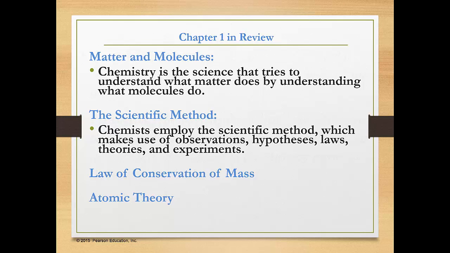All right, so just to kind of wrap up Chapter 1, what you need to get out of this chapter. First of all, the idea of matter and molecules. What is chemistry? The other one is the scientific method. What are the steps of that and how do we use that process? And then we also talked about the law of conservation of mass and Dalton's atomic theory. So keep those in mind as we go into Chapter 2.